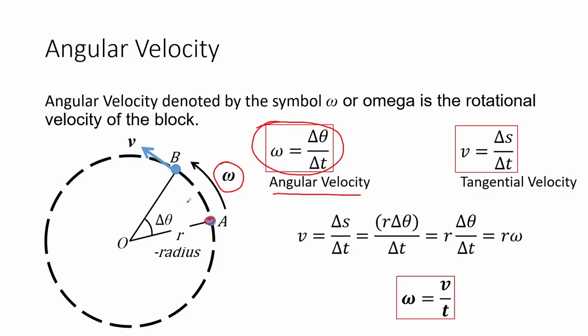Angular velocity is similar to tangential velocity in the sense that it represents the speed of the block. As we have done earlier where we related the distances in terms of arc length and theta, we will also do the same for the angular velocity and tangential velocity. This can be expressed as the angular velocity is equal to the tangential velocity divided by the radius, or simply omega equals v over r.